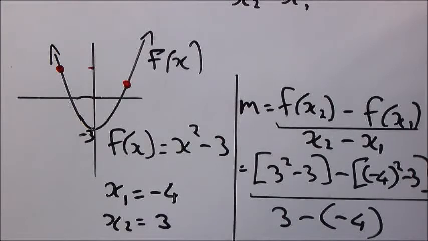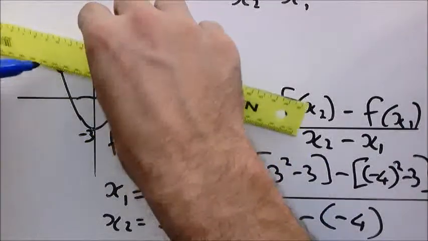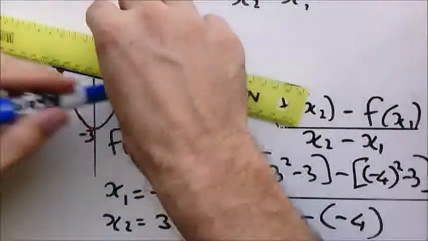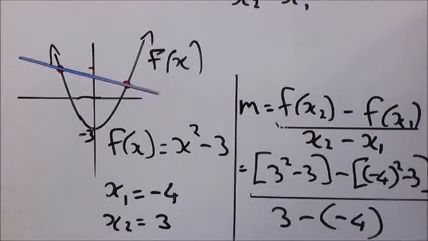So what we just did is we calculated the average gradient between these 2 points. In other words, the line that goes through those points, that line's gradient, that is the average gradient on these 2 points. So that's how the average gradient works.